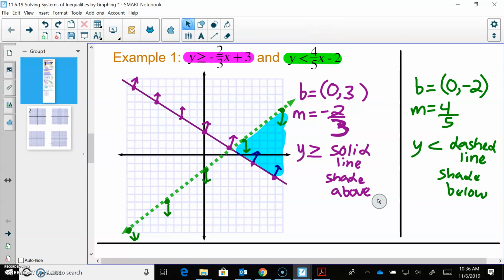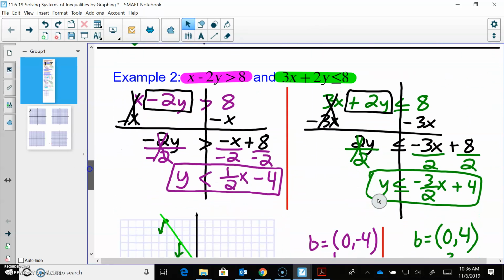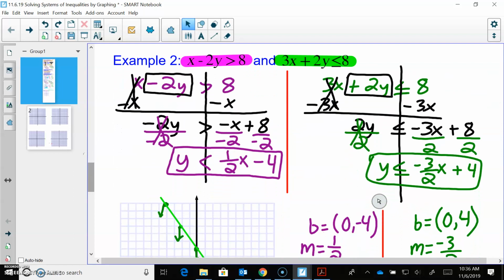If we look at example 2 here, I went ahead to save some time and put it in y equals mx plus b format.